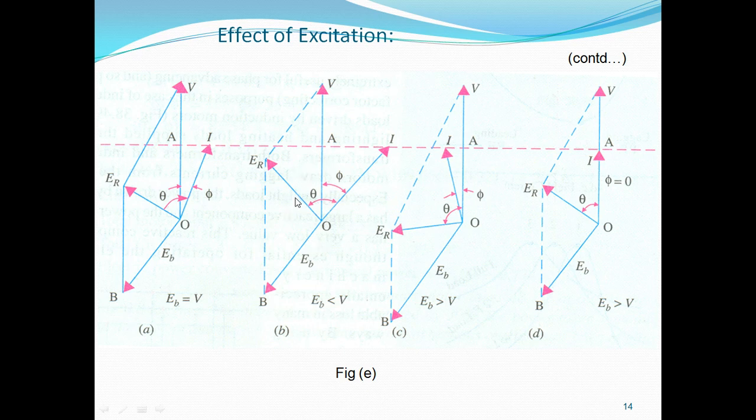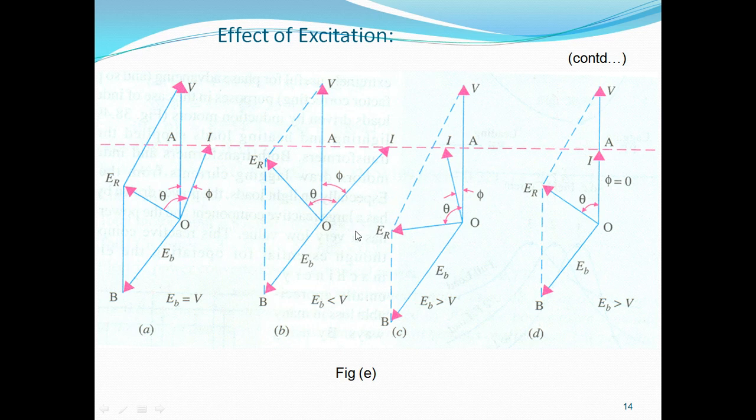So when excitation is reduced, what happened? ER moved to the clockwise direction as the internal angle theta is constant. I also moved in the clockwise direction. So then phi increases, whereas the power factor cos phi reduces. When cos phi reduces, the current increases. So this is under excitation.